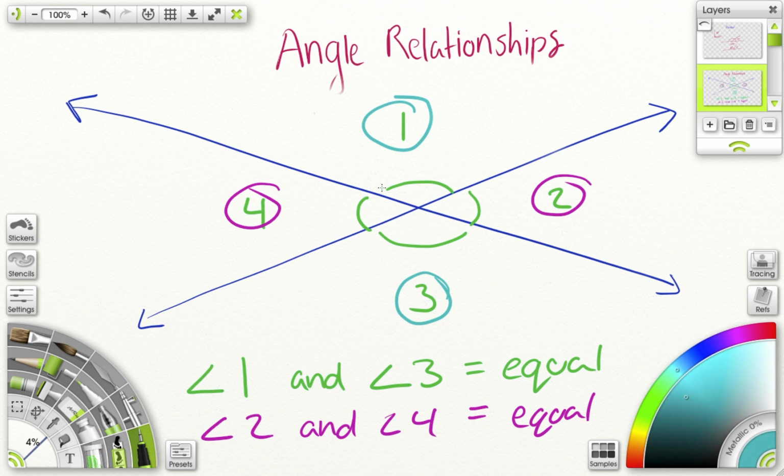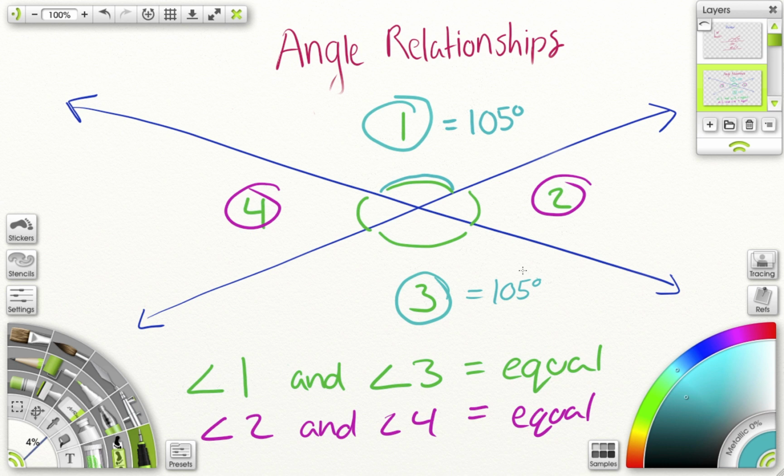So I give you angle 1. Angle 1 is equal to, let's do 105 degrees. So if angle 1 is equal to 105 degrees, I can figure out angles 2, 3, and 4 by using the relationships. So right off the bat, angles 1 and 3 are equal. So if angle 1 is 105 degrees, angle 3 equals 105 degrees as well.